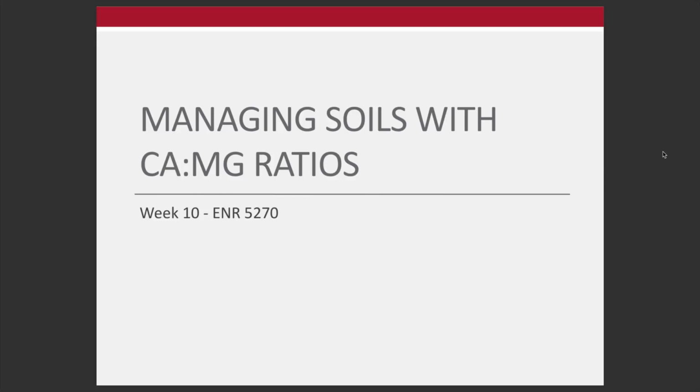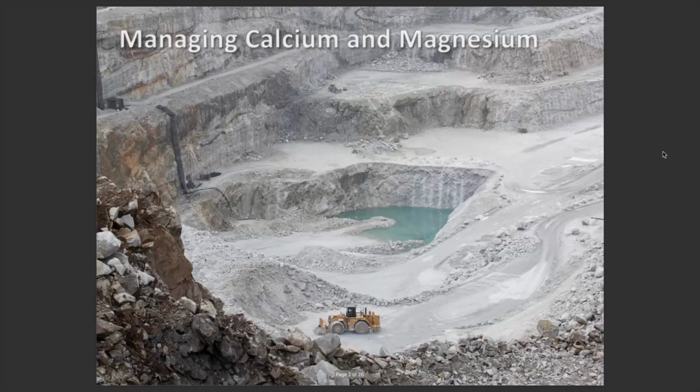Okay, I'm going to talk now about a unique scenario: managing soils by calcium magnesium ratios. We talked last time about how there's not a lot of need or effort or consciousness about managing for calcium and magnesium. It's really about looking at pH and managing that, and then by default, calcium and magnesium take care of themselves. That is true for Ohio soils for the most part.